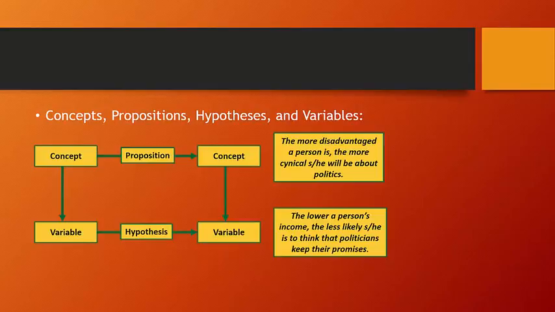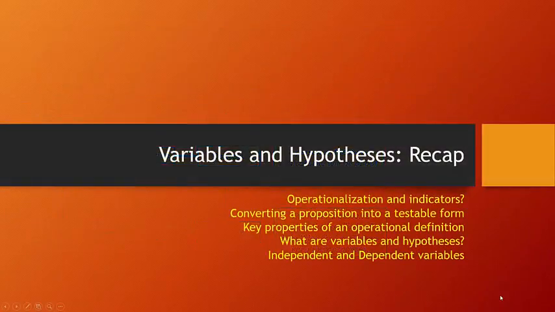So let's say that we said disadvantage was best measured by the level of a person's income. The concept, disadvantage, is being measured by the variable income. And similarly, cynicism, the concept, is being measured by the variable, how likely it is that someone is to think that politicians keep their promises. So at the conceptual level, we have a proposition that links two concepts. And as we move down to an observational level, we have a hypothesis that links two variables. Thus, we'd say to hypothesize, the lower a person's income, the less likely he or she is to think that politicians keep their promises.